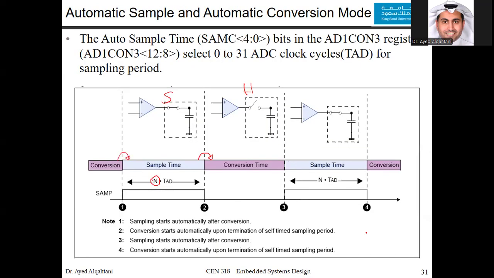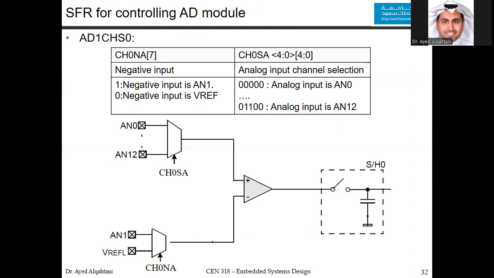Now for the last special function register, which is the AD1 channel selector. We have 2 fields on it. One of them is the analog input channel selection, that's channel 0 SA, or selection of the analog value. So you have 5 bits here. Actually, you don't use the most significant bit. We only use these 4.